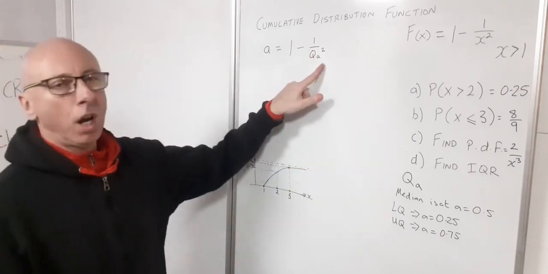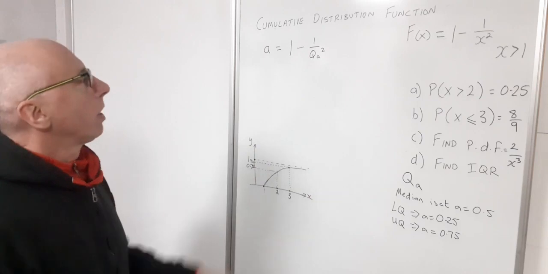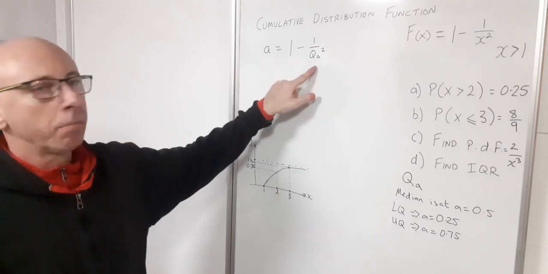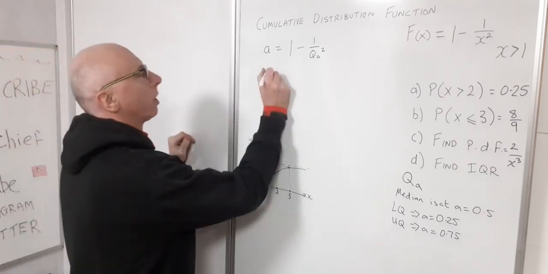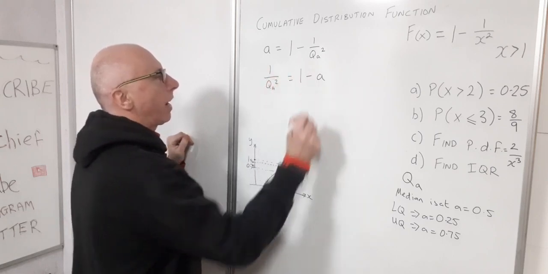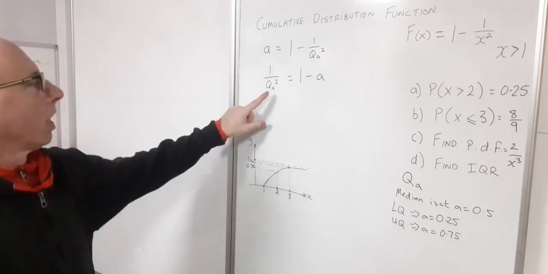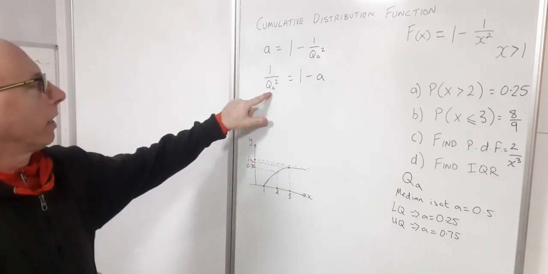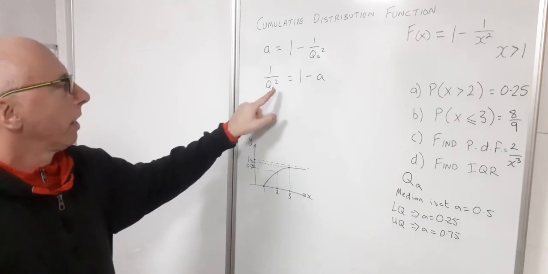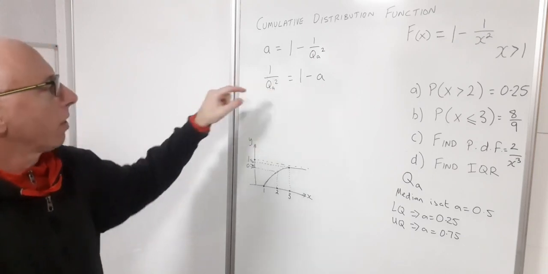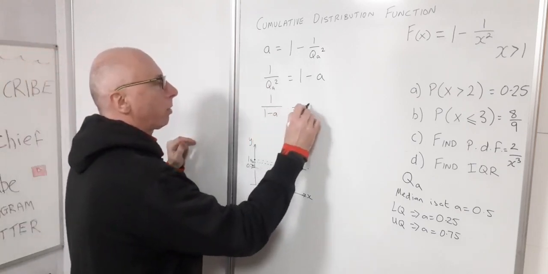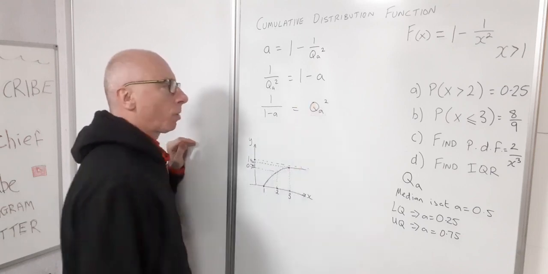So now what we do is solve for our quartile. That's what we want to do. So let's get this on its own. If we bring this to this side and then subtract A from both sides, we'll get this on its own. So 1 over QA squared equals 1 minus A. Now what we want to do is to get this QA squared on its own. So we divide both sides by 1 minus A, and our QA squared, we multiply both sides by that. So then these two can flip-flop. So now we've got 1 over 1 minus A equals QA squared.